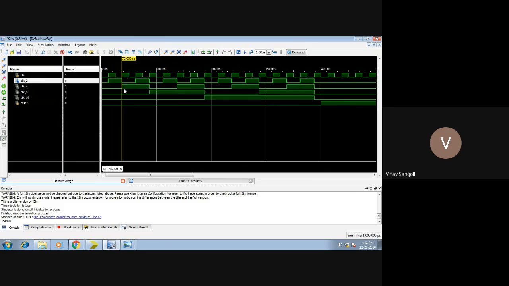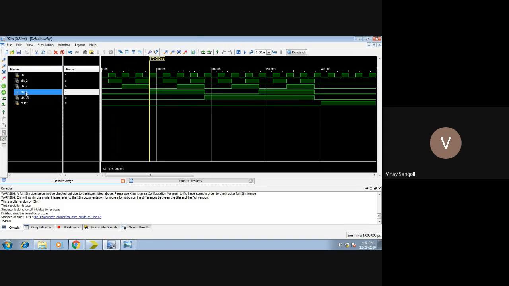Okay. Next, come to clock 4. If you come to clock 4, you can observe it is starting at 75 nanoseconds and it is getting over at where now? 175 nanoseconds. That means what is happening? 25 multiplied by 4. 25 multiplied by 4 is how much now? 100. Right? So it has started at 75. 75 plus 100. That means where it should come? 175. So clock 4 is over.